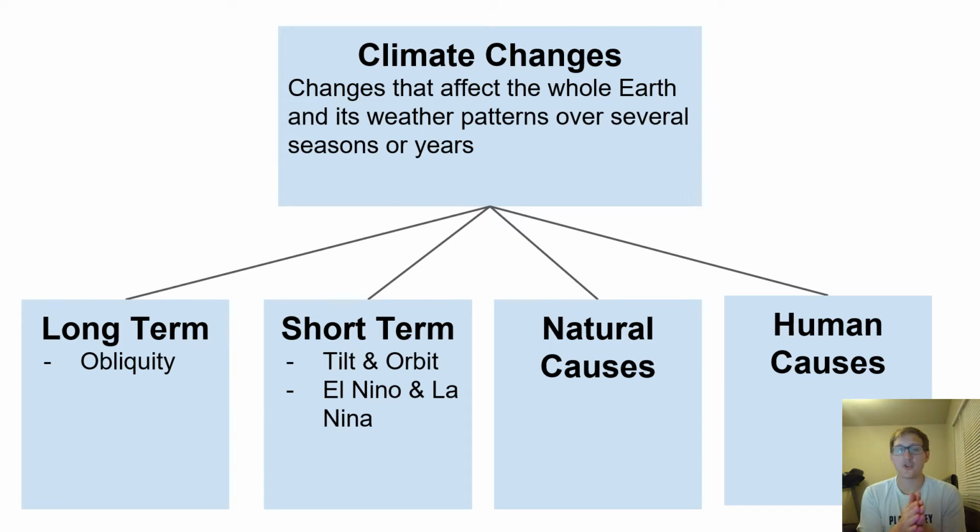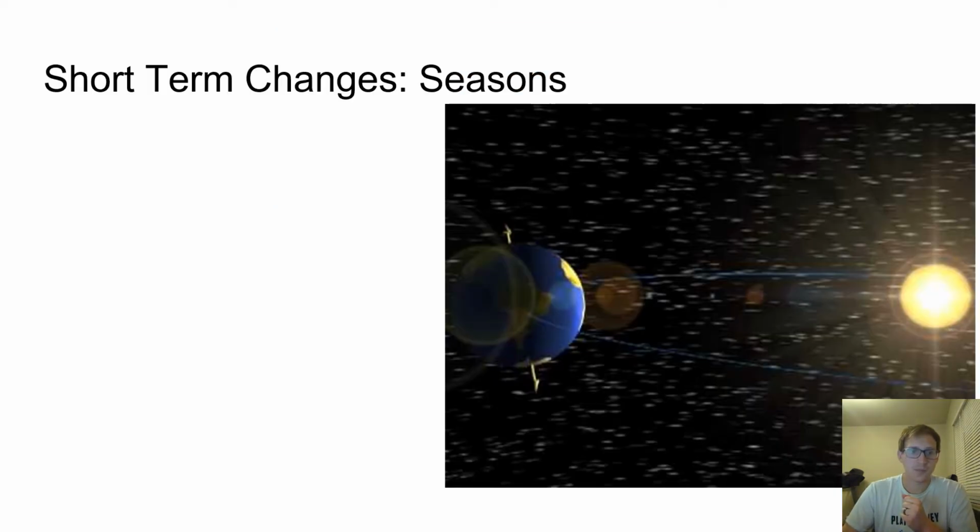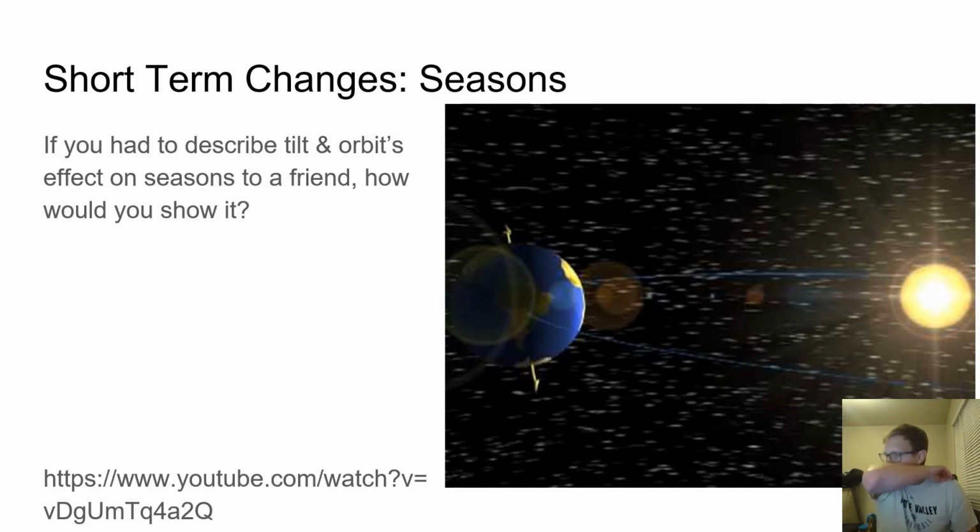Now we have short-term climate change. Okay, so tilt and orbit, go with that one that we talked about earlier. We're going to talk real quick about El Nino and La Nina. Okay, so let's get into those. This is another video we already had.